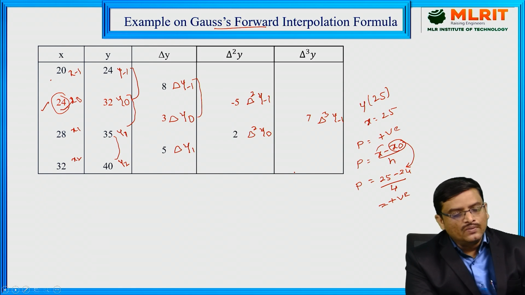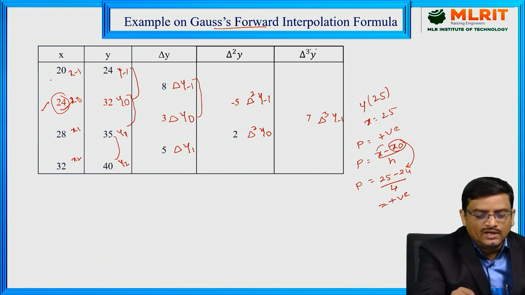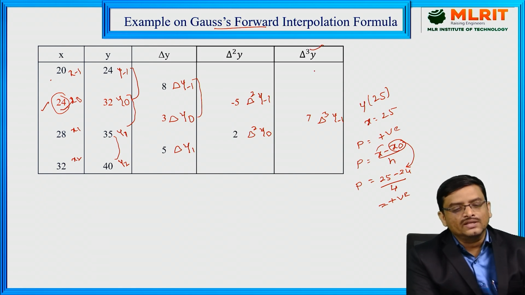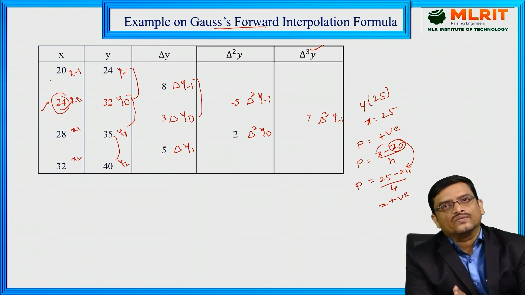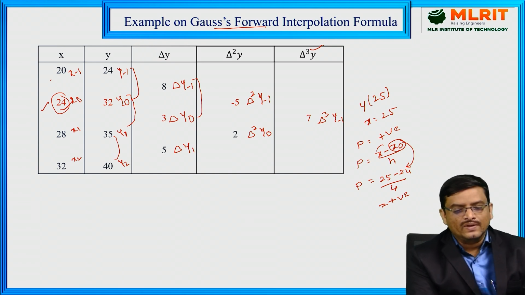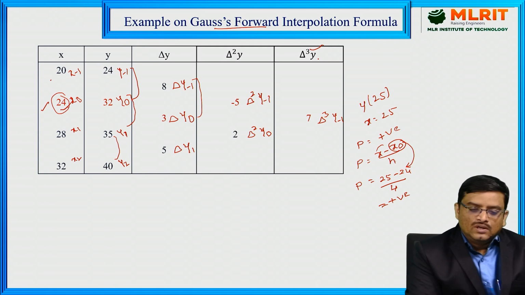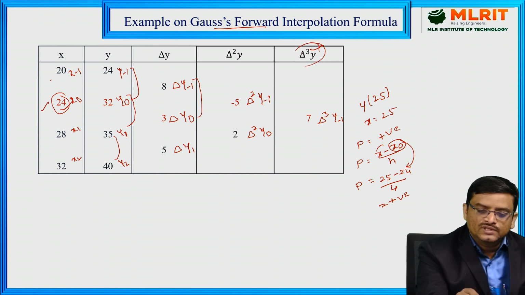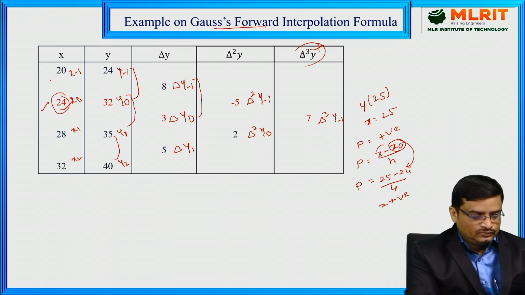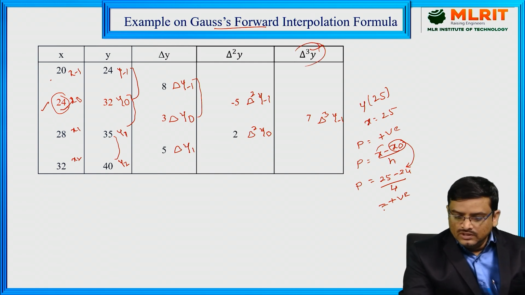So our central difference table ends with delta cube. While taking this forward interpolation formula, we have to consider the terms up to delta cube only. No need to go for delta power 4, delta power 5 here, because we have stopped our table at delta cube, the third forward differences of y. So we consider terms only up to delta cube.